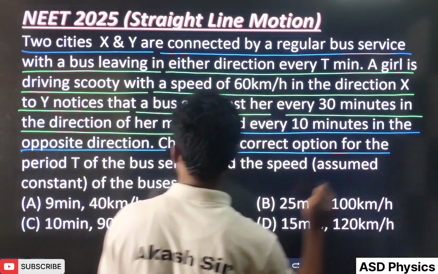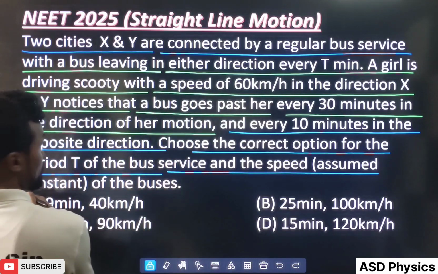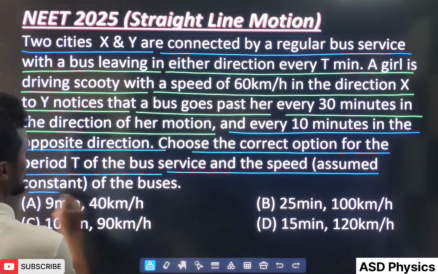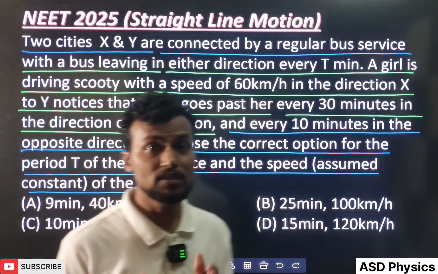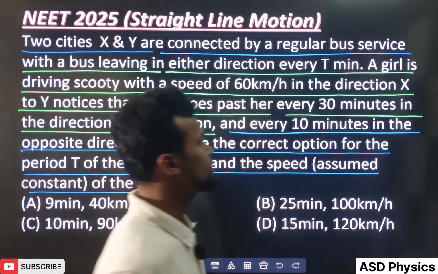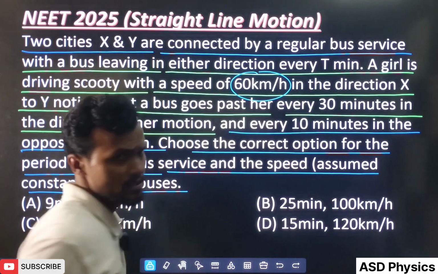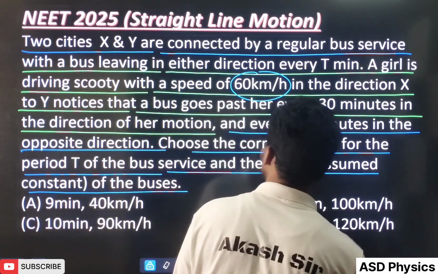Choose the correct option for the period of the bus service and the speed, assumed constant, of the buses. That means the speed of the bus is constant. Students, kindly see very well. When it is going in the same direction, she observes a bus every 30 minutes, and when going in the opposite direction, she observes one every 10 minutes. And the speed given here is 60. Is it, students? So let's see.